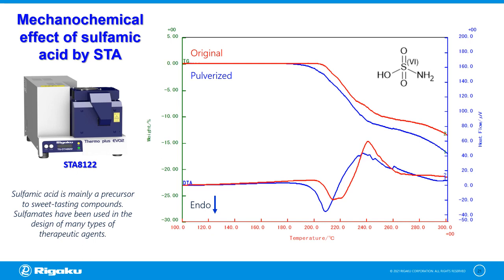Here is a multiplot of STA showing pulverized and non-pulverized sulfamic acid. The thermal decomposition of a pulverized sulfamic acid starts at a lower temperature compared to a non-pulverized sample. Also, both samples show difference in exothermic peak height near 230 degrees centigrade. These results show the difference in thermal behavior due to mechanochemical effect when mechanical energy is applied to the sample by pulverization.